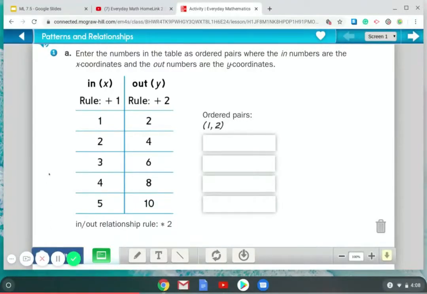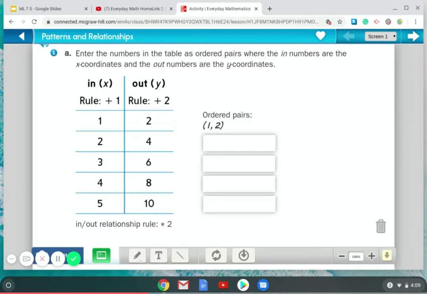Okay, as we move to the next part of the lesson, this is just a review on how to analyze an in and out table, and then once we have decided on the relationship and the rules, to form ordered pairs that are then graphed on an X and Y coordinate grid, quadrant 1 in this case. So let's take a look at the example here. Enter the numbers in the table as ordered pairs, where the in numbers are the X coordinates and the out numbers are the Y coordinates. Okay, so something very important here.